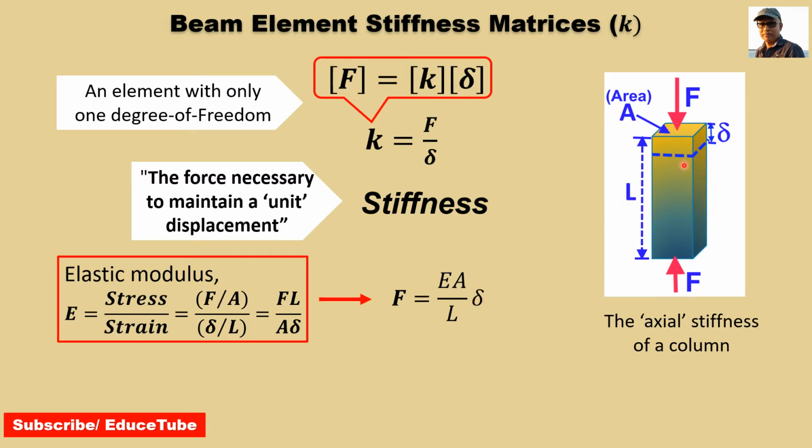Here all this column's dimensions are given: length L, and here also we can see this delta. If we press force here and here, it will be compressed, and cross-sectional area A.